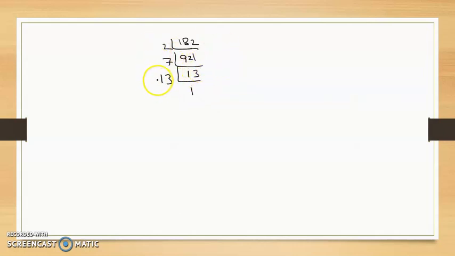Now 2 7s are 14 and 13, yes. So 13 1s are 13 and 7 2s are 14, right. If we add these, we will get 27, and product will be 182, so it is correct. So 13 and 14 are the factors. Are you following students? Coming back to the previous slide.